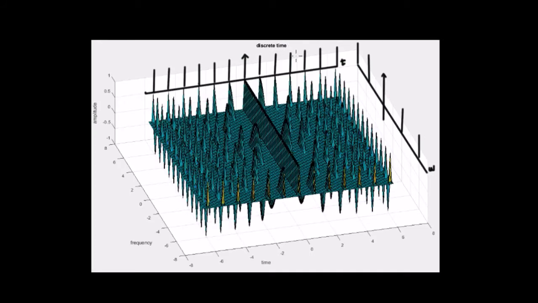So why is it that when we add up all of the complex exponentials in the frequency domain, we end up with an impulse train? It's not intuitively obvious that that will be the case. So let's look at this example here. We've got an impulse train here.